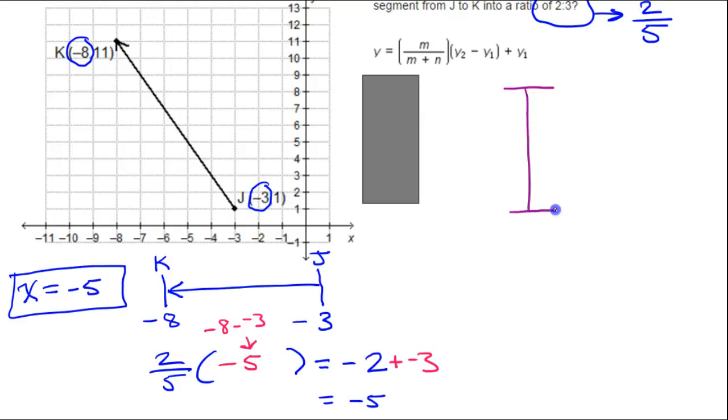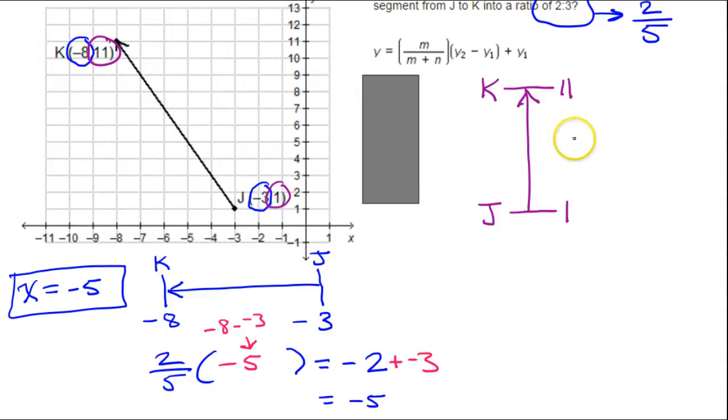Alright, so they're y values, so I'm going to do them vertically. Now we're doing the y values. We have 11 and we have 1. So I'll put 11 up high and I'll put 1 down low. Now this is k up here and this is j down here. I'm going from j to k, so that means I'm going up in terms of the y values.